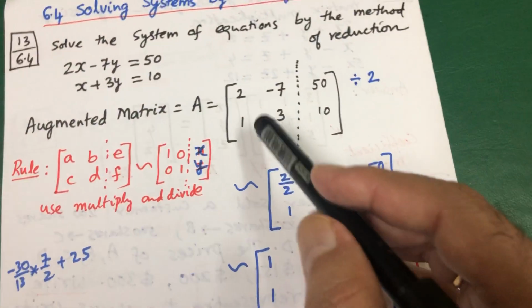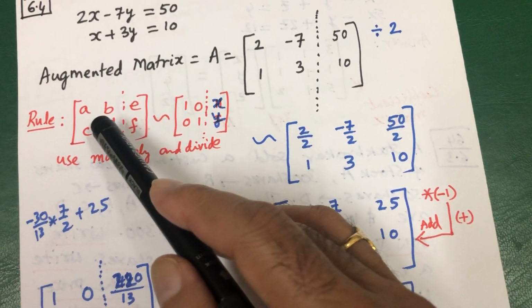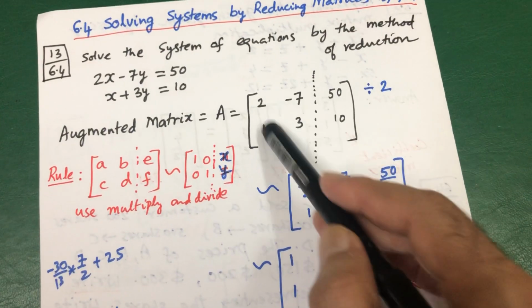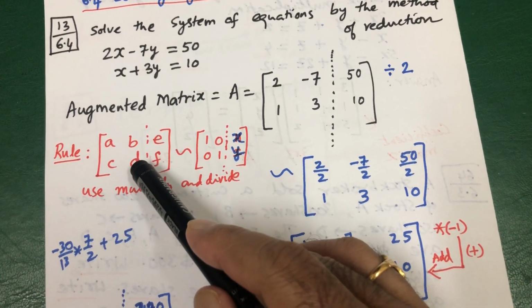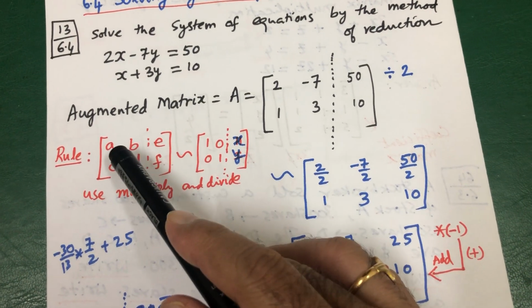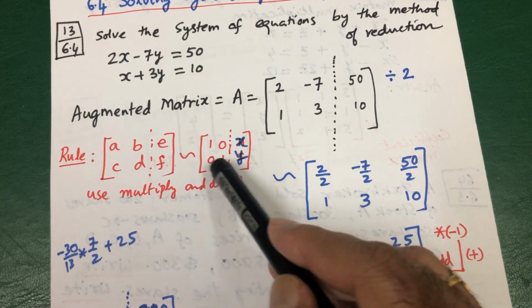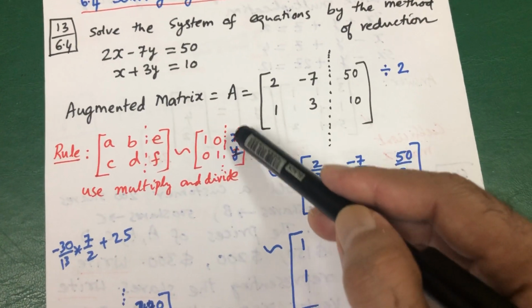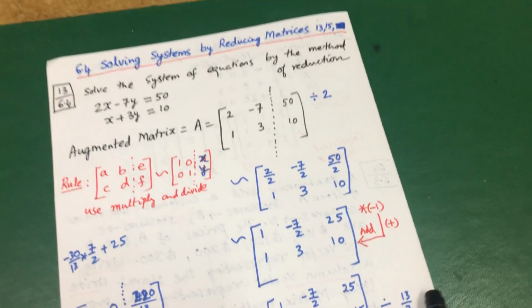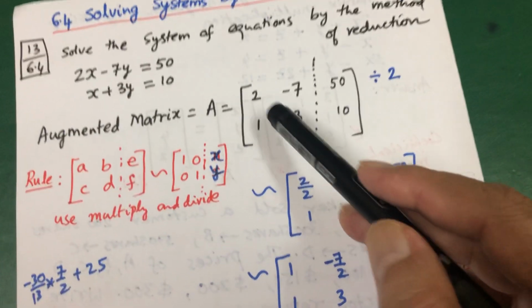Let us do it. What is the rule? A, B, C, D is the matrix and E, F is these two numbers. In this case, you change this matrix. A, B, C, D will become 1, 0, 0, 1. E and F will also change to x and y. So here is the matrix.